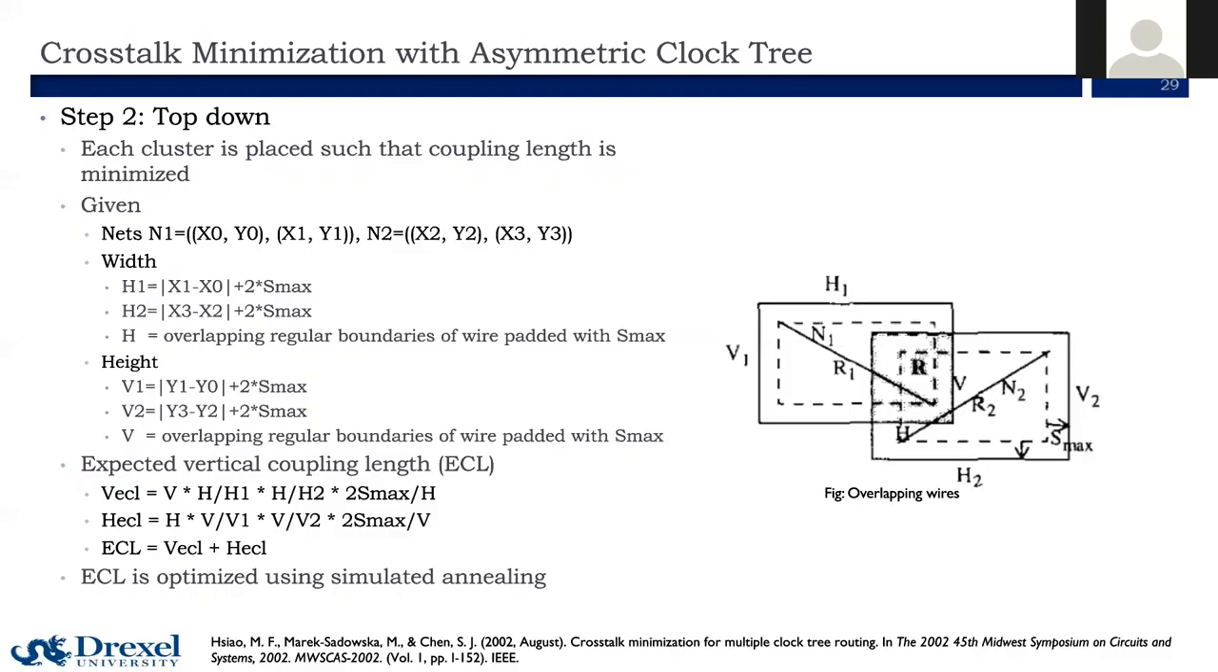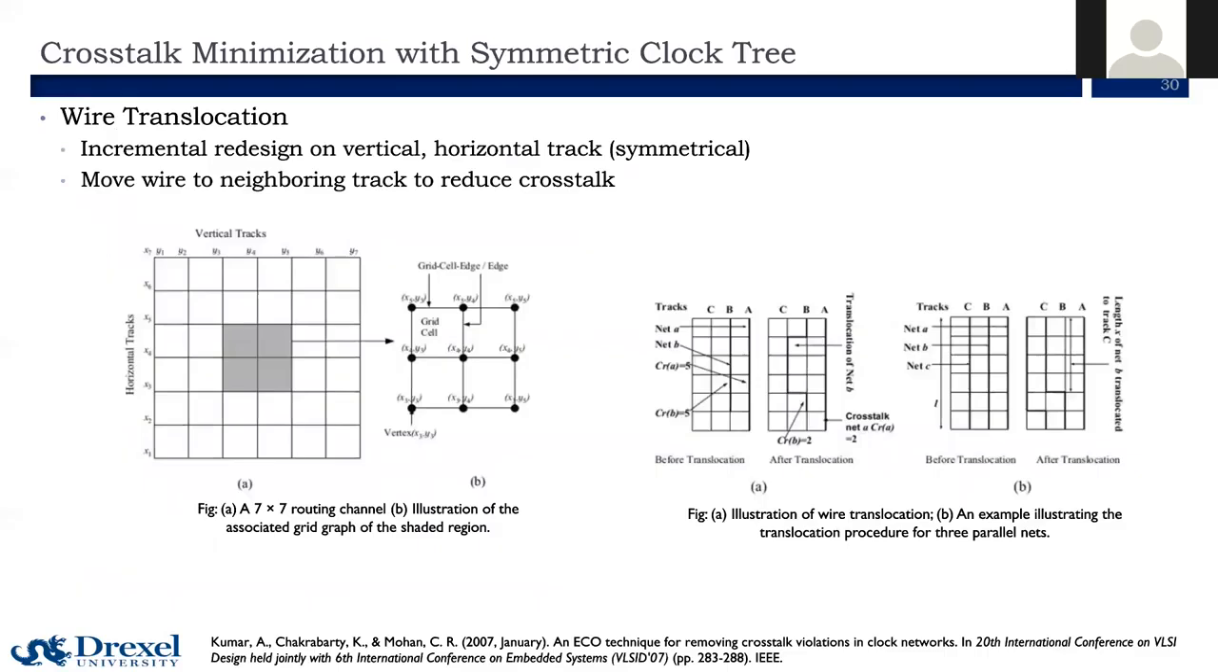In the second step, each cluster is placed using a simulated annealing optimization method to optimize expected vertical coupling length, which is a function of the effective coupling threshold, which is our S max, and our Y boundaries. So the result of this would be a placement and routing of an asymmetric clock tree, which has minimized crosstalk violations. For symmetric topologies, wire translocation can be used.